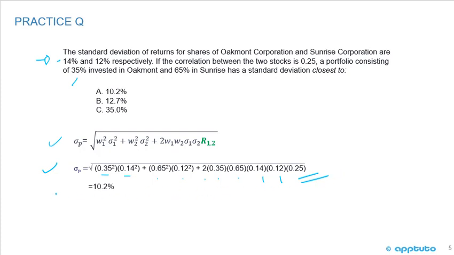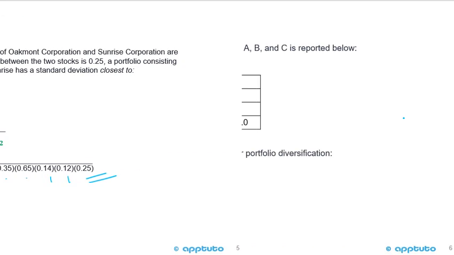And so if we work through all the math, we're going to get 10.2%, and so the correct answer is A. Easy question, but you can see you have to run through quite a few keystrokes on your calculator. Speed is a skill, skill gets rewarded. You want to practice this question a couple of times.